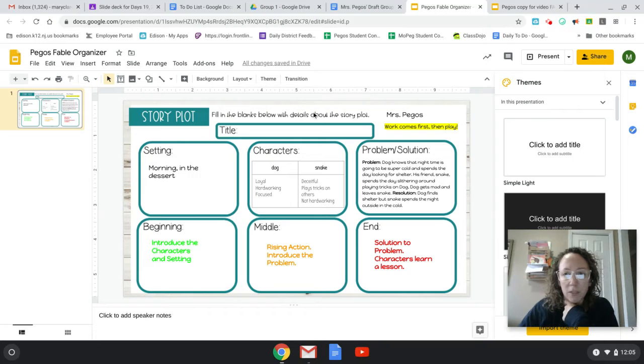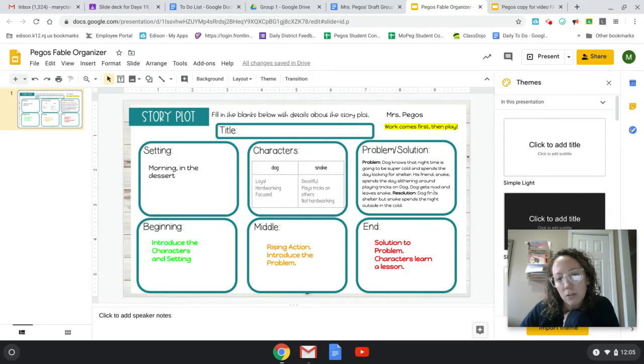I created this organizer for you using the information that you have decided that you wanted for your fable. So, first of all, my moral is work comes first, then play. The setting is in the morning in the desert. My characters are the dog and the snake, and I said that the dog was loyal, hardworking, and focused. So the snake was deceitful, plays tricks on others, and is not hardworking.